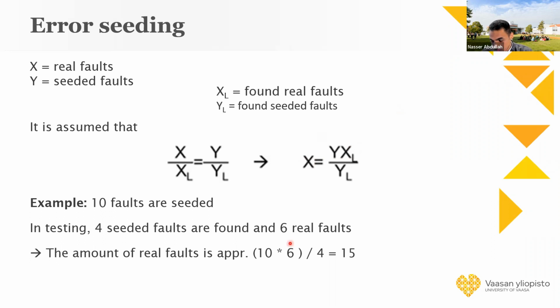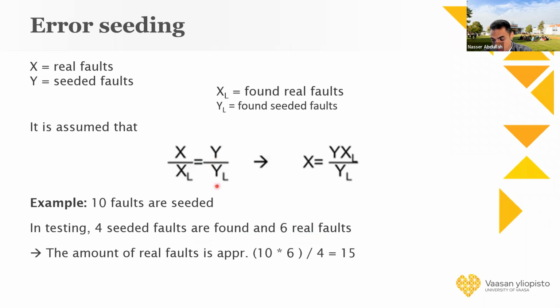So here is an example. For example, we have 10 faults seeded in your application. In the testing, 4 seeded faults are founded. So we have here 10 faults seeded. After testing, we found only 4 of these seeded faults. So 4 seeded faults are found, and 6 real faults.